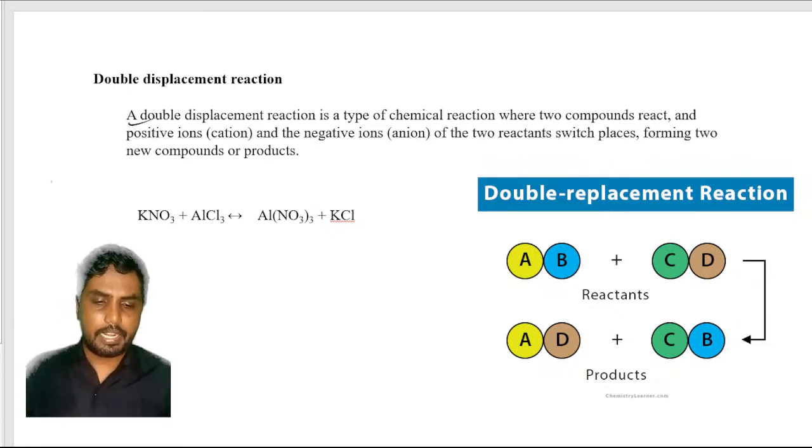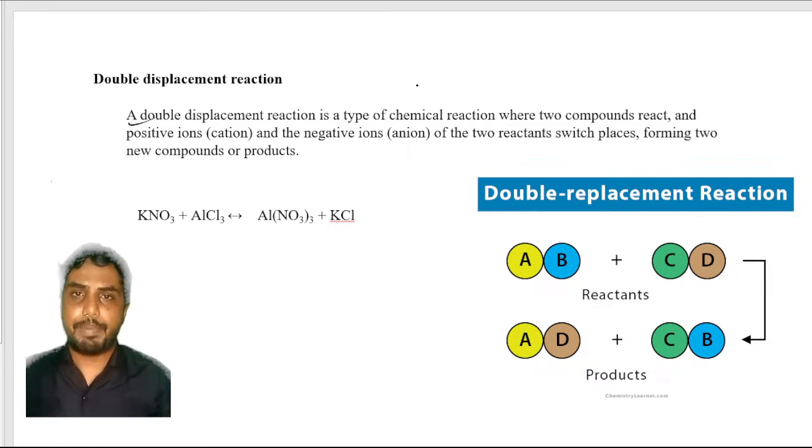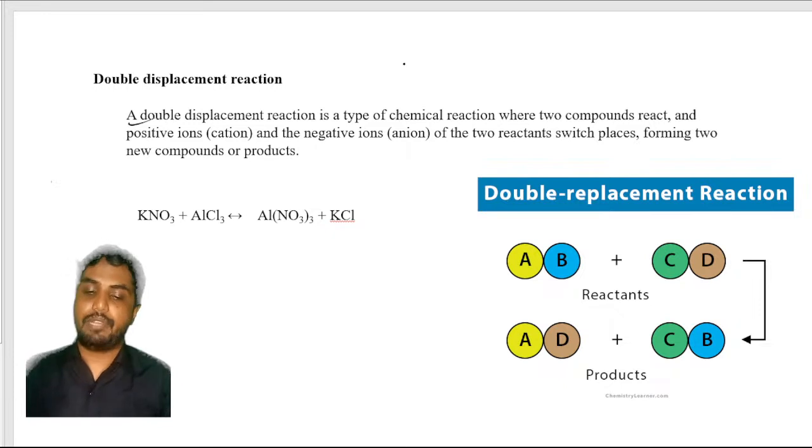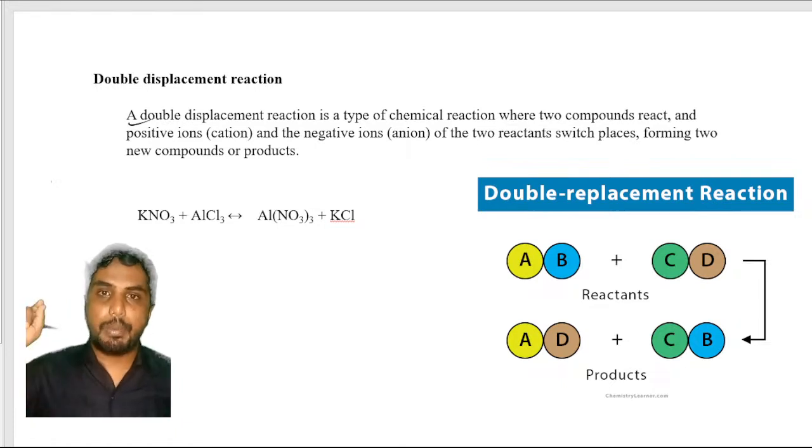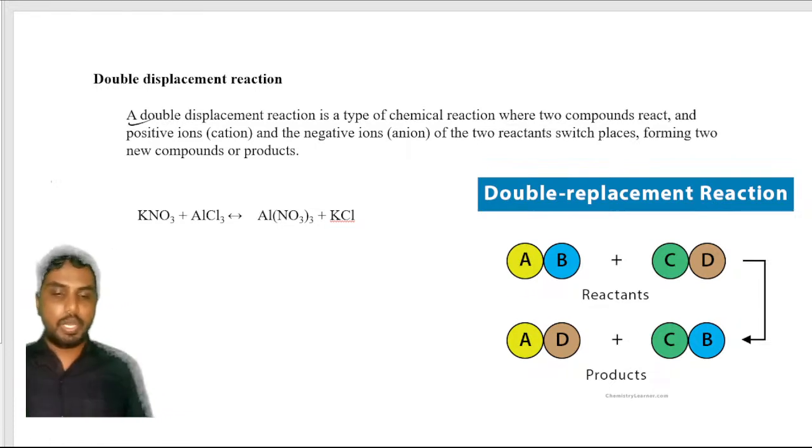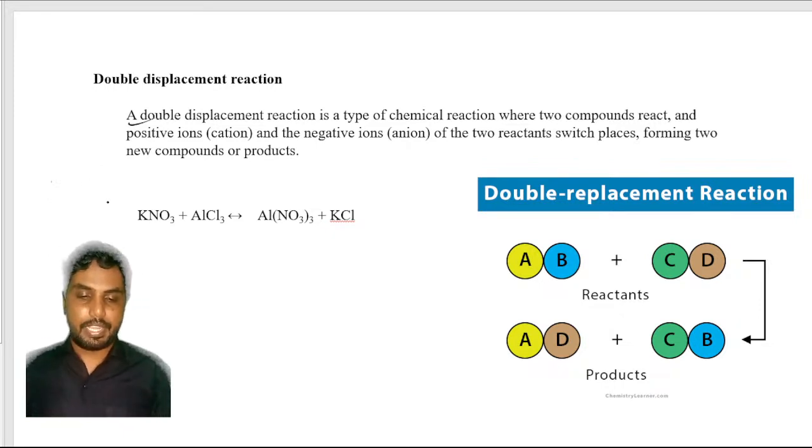A double displacement reaction is a type of chemical reaction where two components react. It won't react with only one component; there will be two components, and the positive ion, cation, and the negative ion, anion, of the two reactants switch places. So it will switch the places of ions, forming two new components or products. So it is called a double displacement reaction.